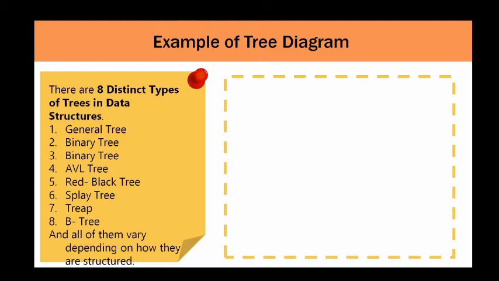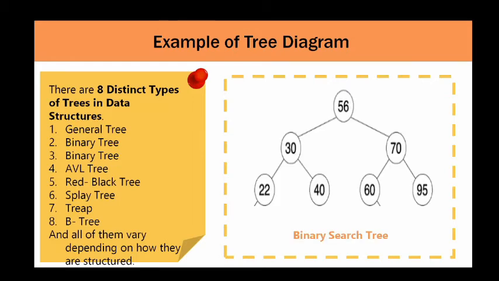them vary depending on how they are structured. In this case, let's look at a binary search tree. So, the structure of a binary search tree is that every node can only have two children, one or two children. For example, 56 has two children, 30 and 70. They cannot have three or more children.